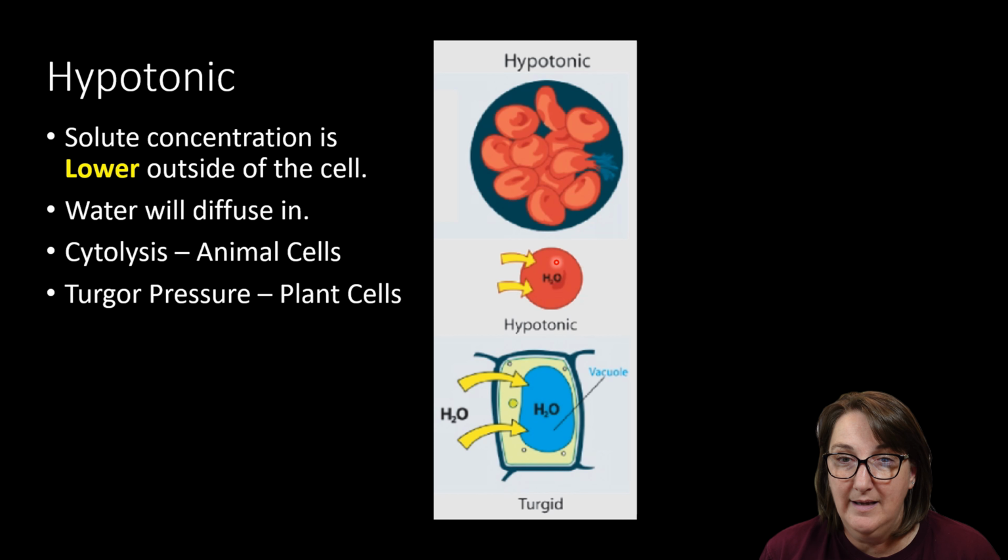Animal cells don't like that. They will lyse and they will burst. Plant cells love it. They'll build turgid pressure with that type of hypotonic environment.